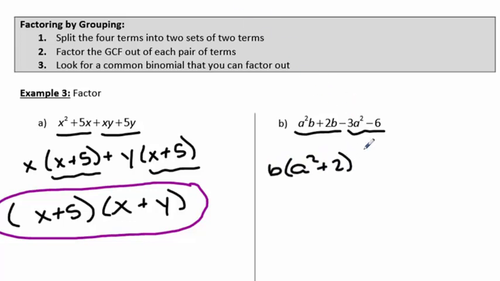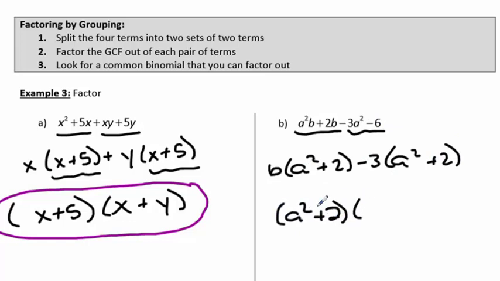The second group starts with a negative, so I'm going to factor out a negative, and there's a 3 in common. If I take out the negative 3, I'm left with a squared, and if I divide out a negative, negative and negative will make that positive 2. Now the group a squared plus 2 is in common, and then I have b minus 3 left.